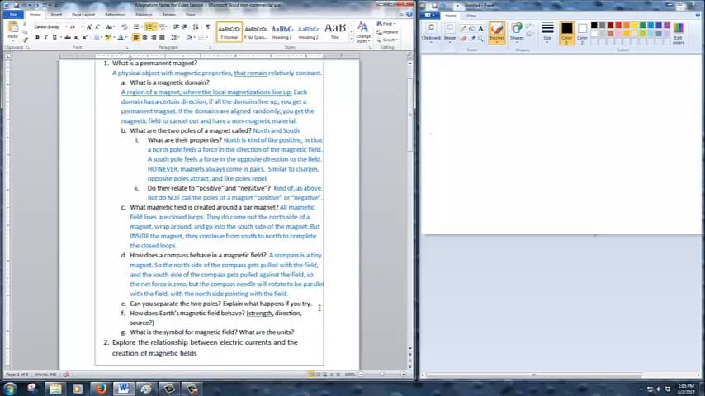Can you separate the two poles? What happens if you try? So this is fundamentally one of the main key differences between magnetism and electricity. You cannot separate the north and south poles. If you cut a magnet in half, all you get is two smaller magnets, both with a north and south pole.